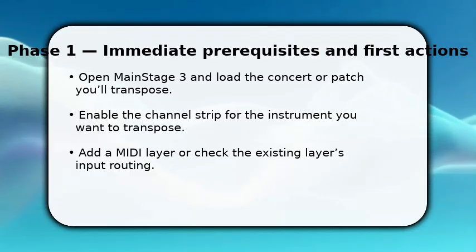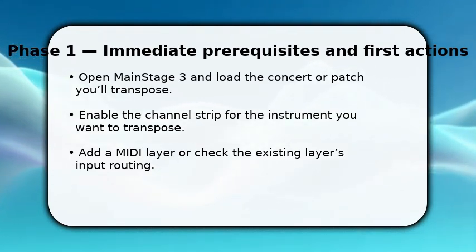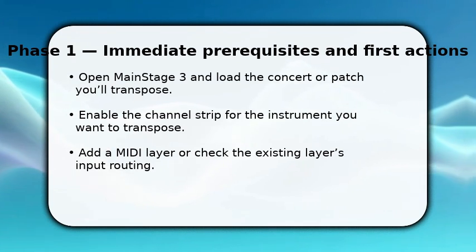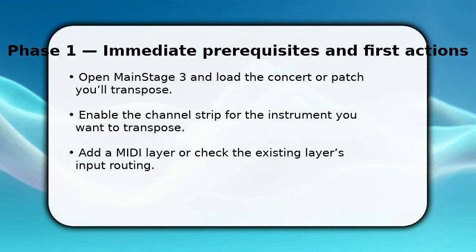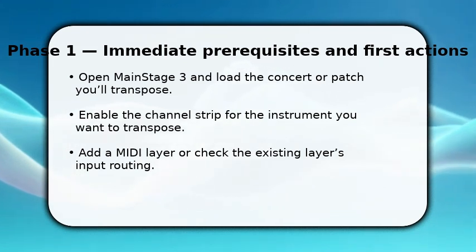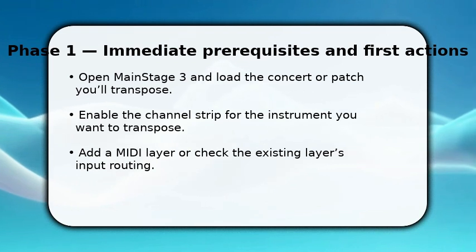You're starting by routing input so transposition affects only the part you want. First, open your concert and select the channel strip. If necessary, create or reveal a MIDI layer. Once done, set the layer's input to your controller or external source so MIDI flows correctly.